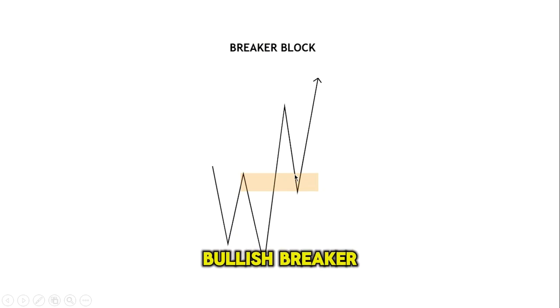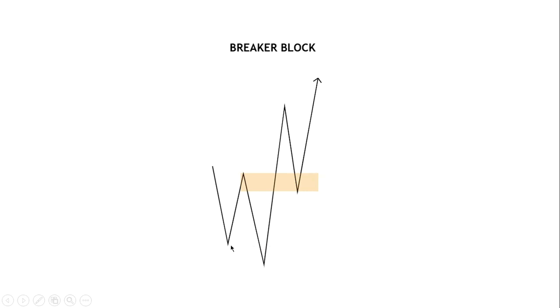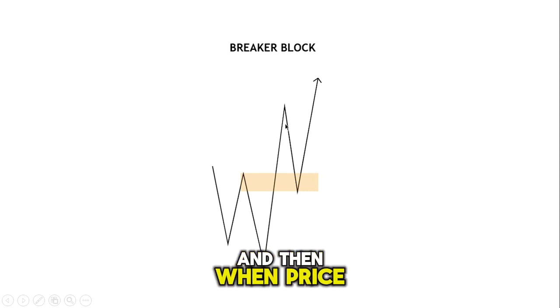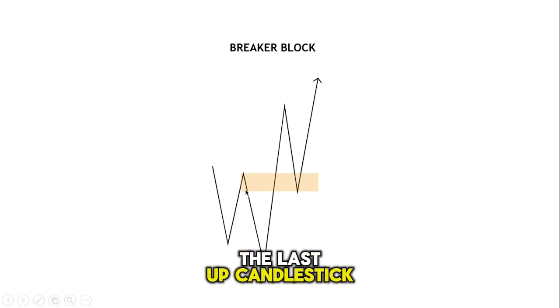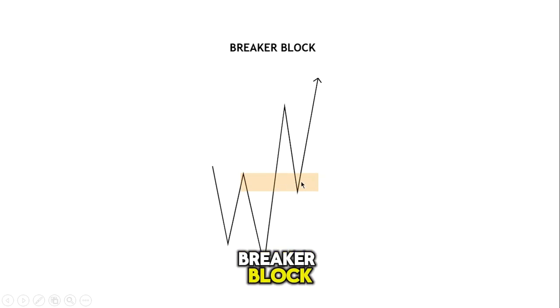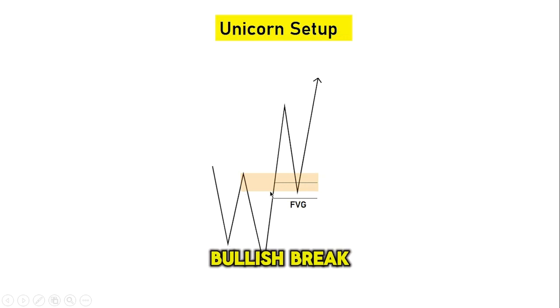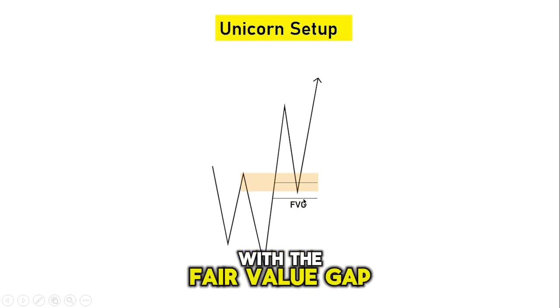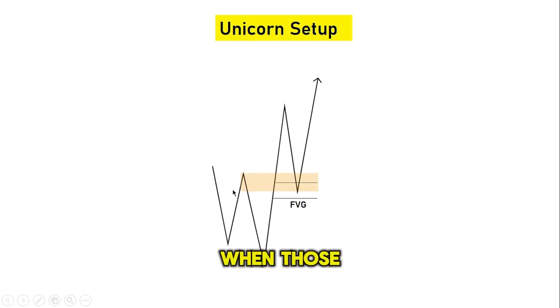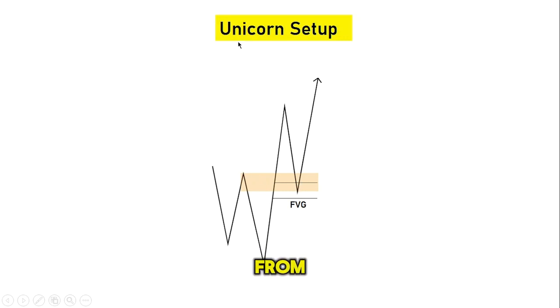And then for a bullish breaker block, you're going to have a low and then a short-term high, and then price is going to run the low, the liquidity below this low, and then when price breaks above the short-term high, the last up candlestick in this range is our bullish breaker block. And then for the unicorn setup, you want to have that bullish breaker block overlapping with the bullish fair value gap. When those two are paired together, that is a high probability area to buy from, and it's called the unicorn model.